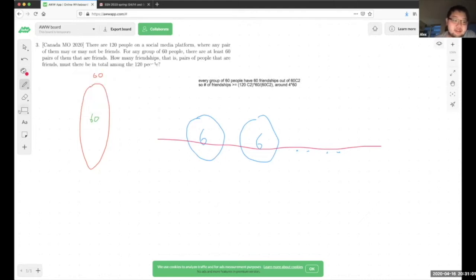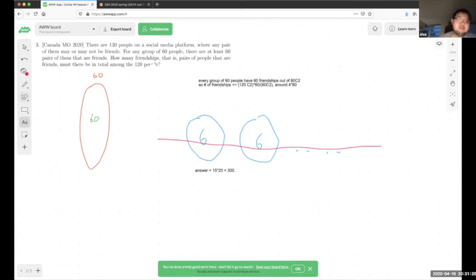So the answer equals, what is this? This is 15 times 20 equals 300, right? Because in each group of 6, there are 15 friendships, and there are 20 groups. So there's just 300 total. So if we have 300, let's try to aim at 300 now.